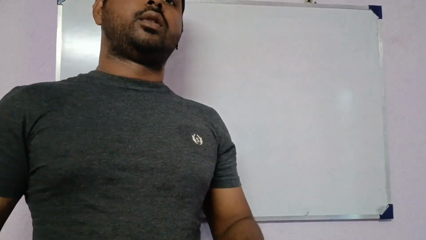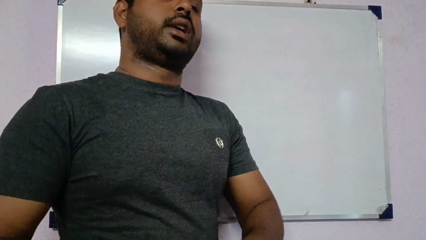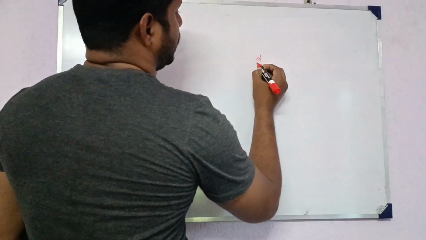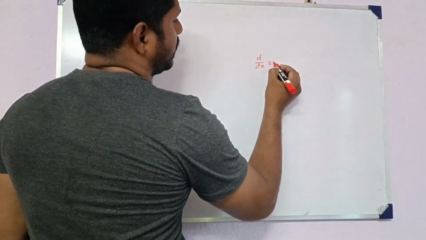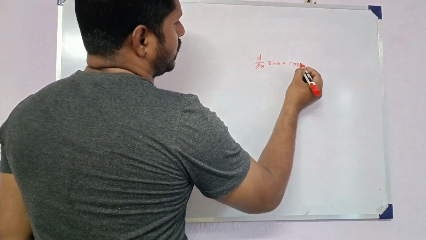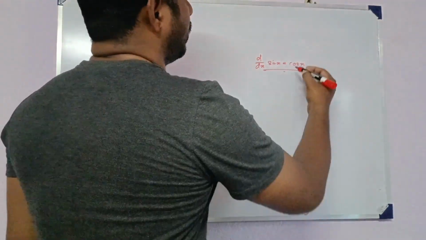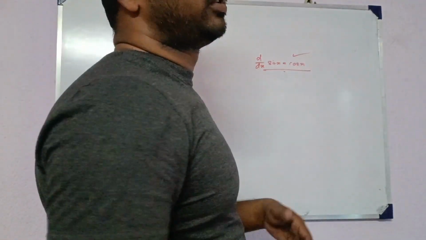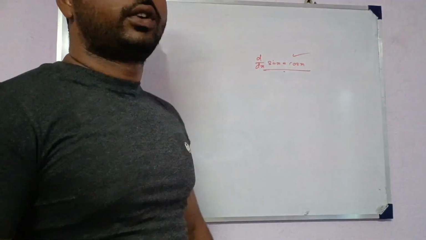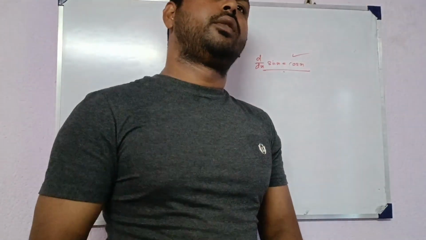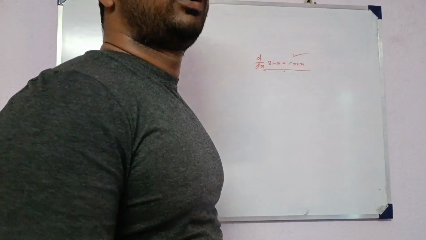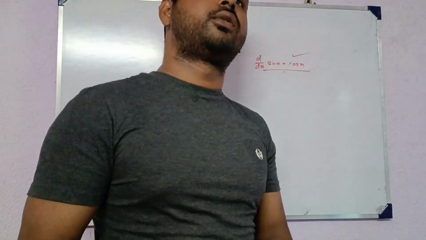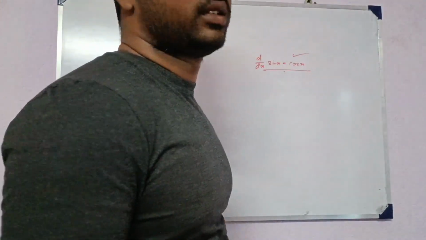Today we will derive the first principle of derivative. Actually, we all know that d by dx of sin x is cos x. But how does it come? It comes with the help of a formula called the first principle of derivative. Today we will do that. I will show what the meaning of differentiation, of the derivative, is.